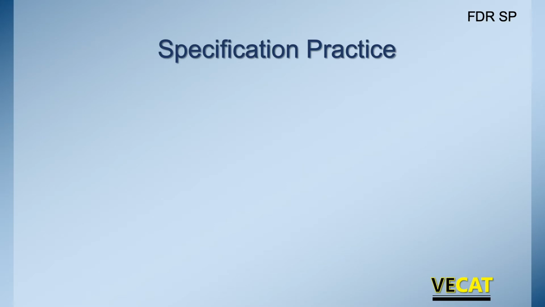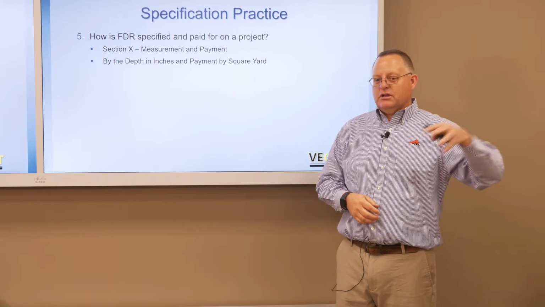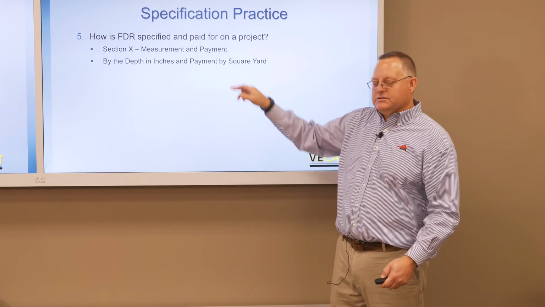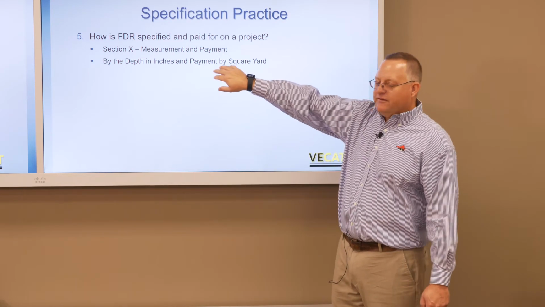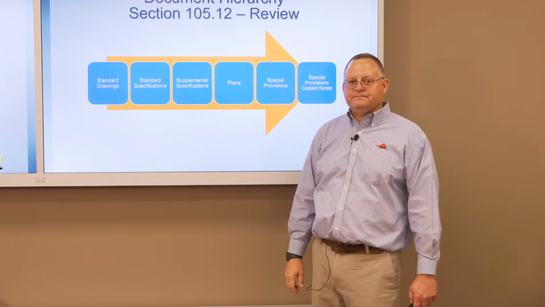And last but not least, how do we specify and pay for FDR on a project? Section 10, measurement and payment. So in almost all specs or special provisions, the last section talks about measurement and payment. No different for this, where at the end of the document, measurement and payment is by depth in inches and payment by the square yard. So that contract says to do FDR to a depth of 8 inches. So as long as they're going 8 inches, then you calculate the number of square yards, you measure the number of square yards, and that's how they're paid. This is a close estimate in the contract documents, final payment based on actual measurement.